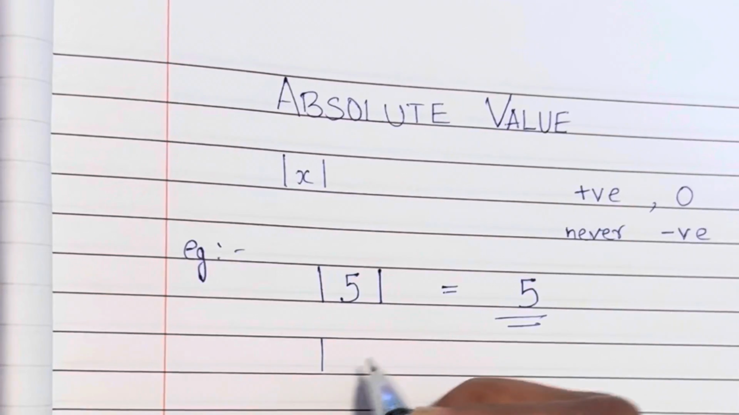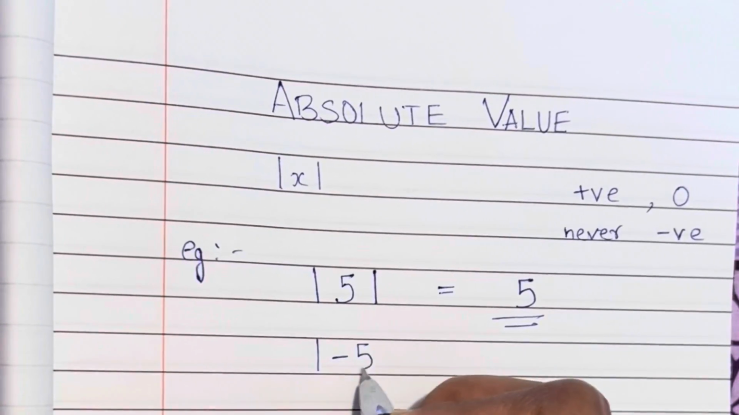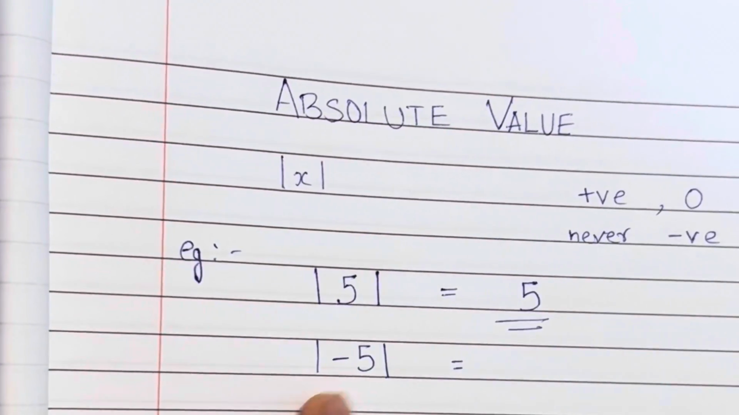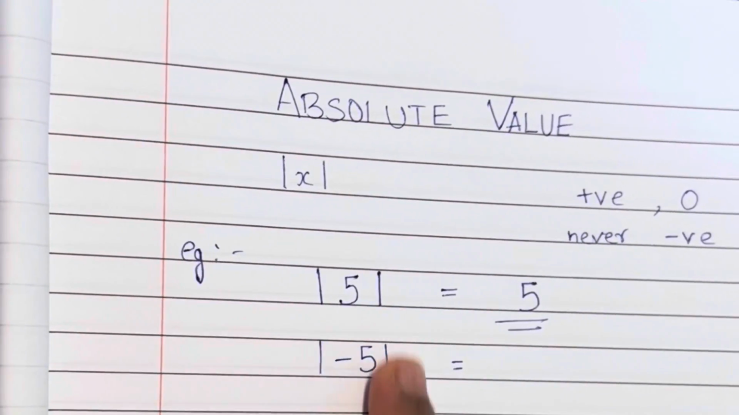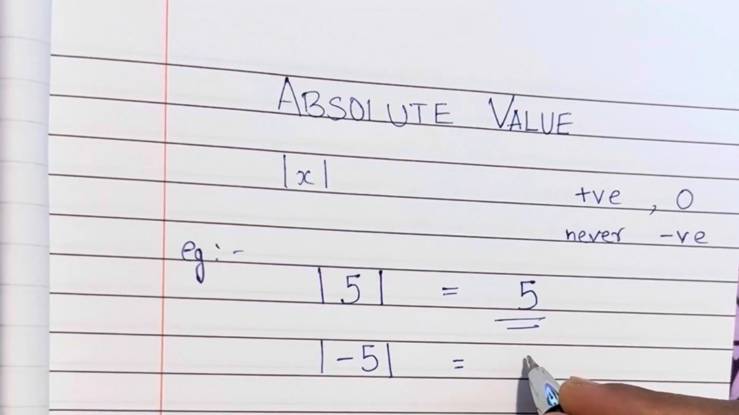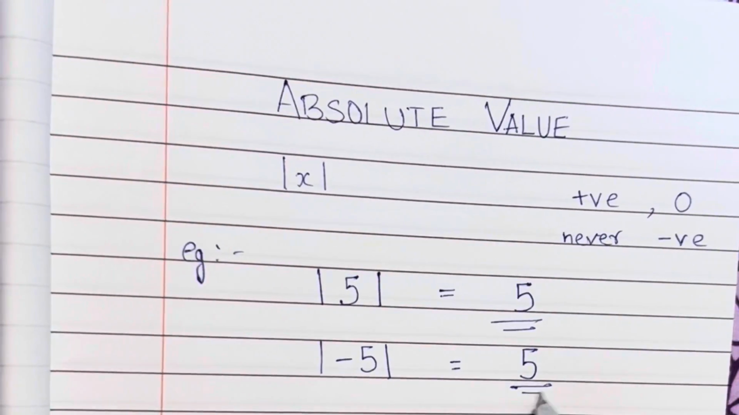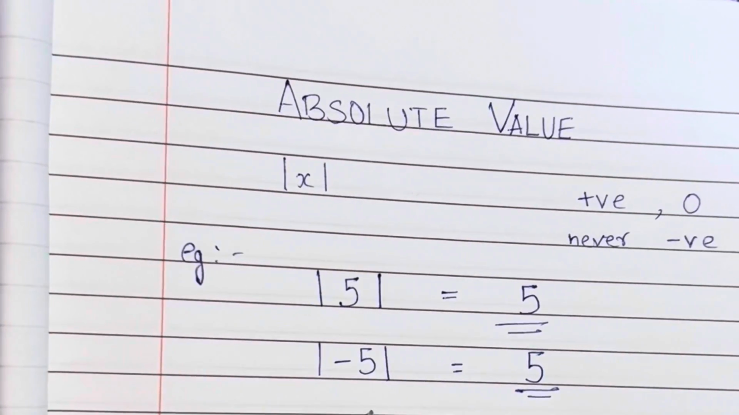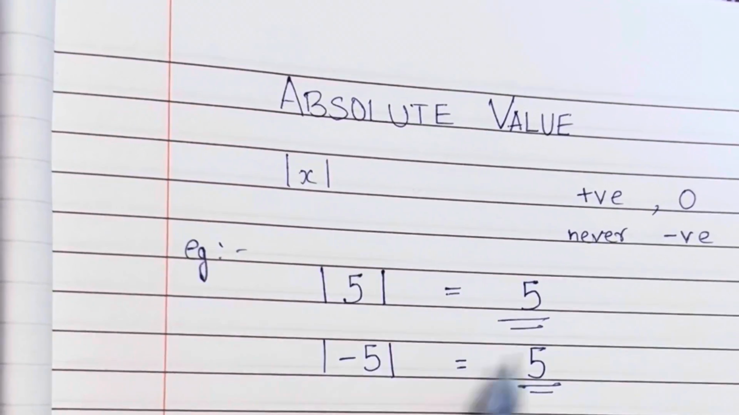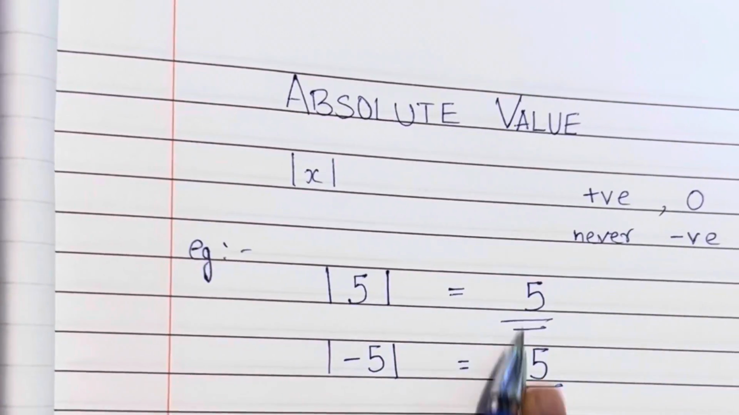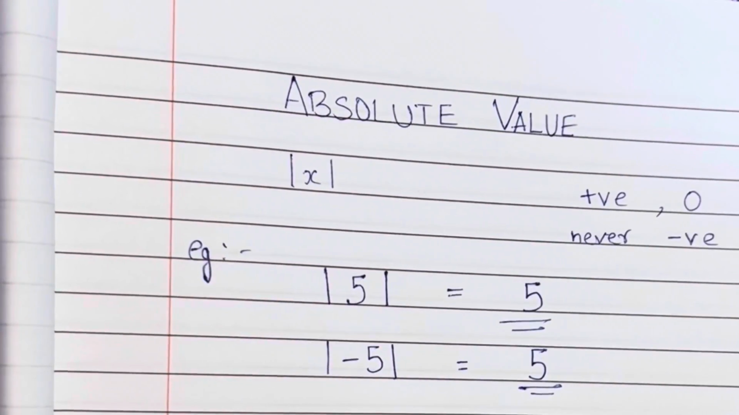Now another example, what would be the modulus of minus 5? That is, what would be the absolute value of minus 5? Okay, it would be 5 again, because I told you it can never be negative. It is always positive or zero. So simply put, it is the value regardless of the sign. Okay, it's that simple.